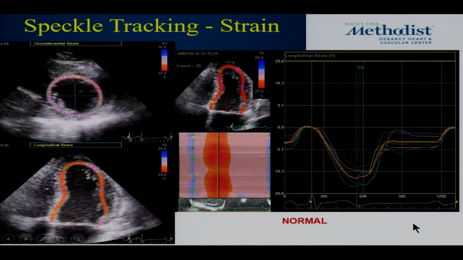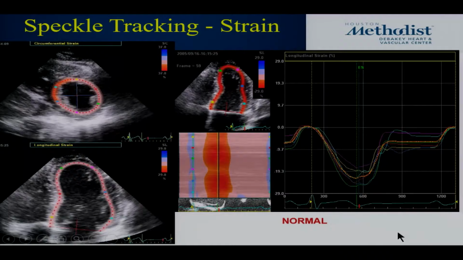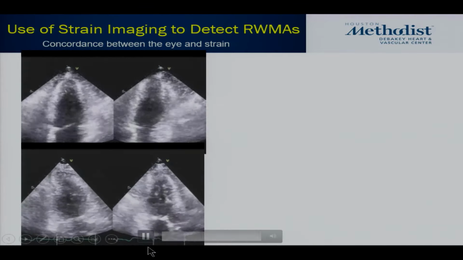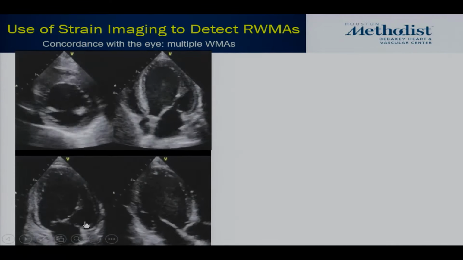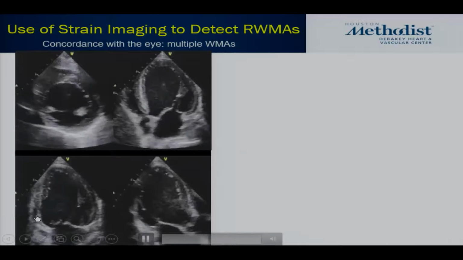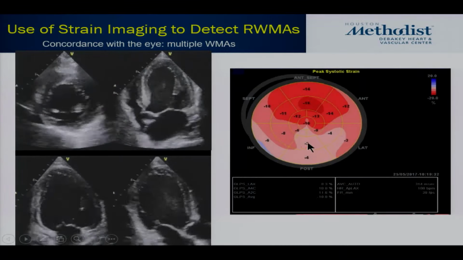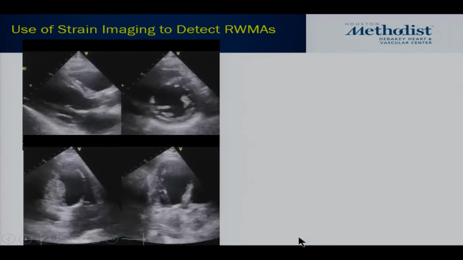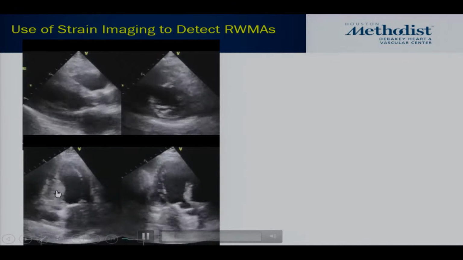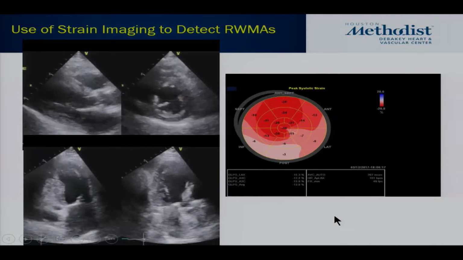So strain, in theory, should be great, right? We should be able to do a lot of great things with strain. This is inferior wall abnormality at rest, and the strain shows it very nicely. And this patient has global dysfunction and akinesis in this area. We can see global abnormalities of strain, but then much worse in all this territory here. And then here, this one looks like maybe this is not coming so well in the inferior base. And likewise, we see abnormalities there.